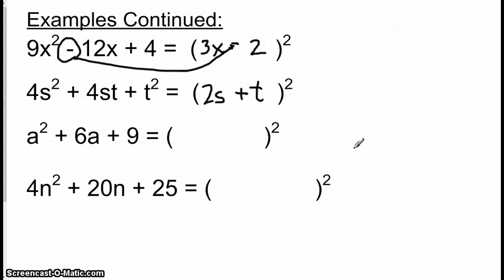Does it meet the pattern? Is 6a 2 times the square root of the first term times the square root of the second? Is it 2 times a times 3? It is. So it meets the perfect square trinomial pattern. So this is going to be a plus 3 squared. You do the last one. 4n squared plus 20n plus 25.